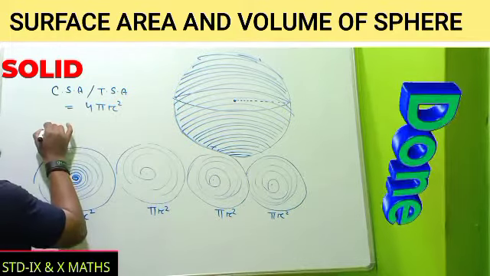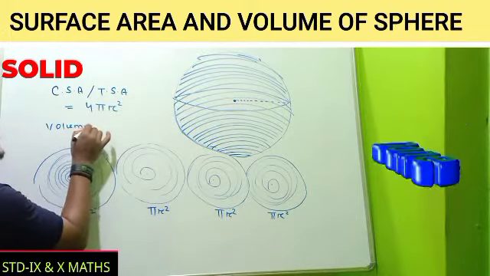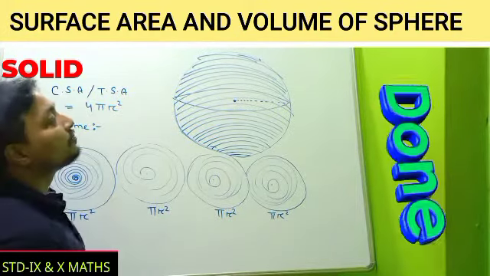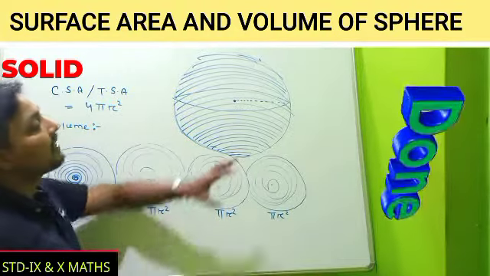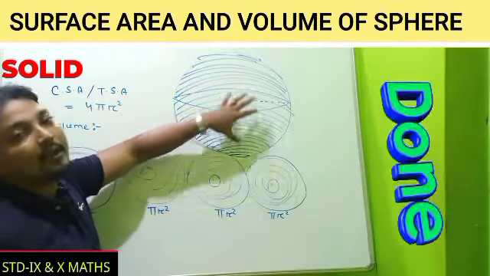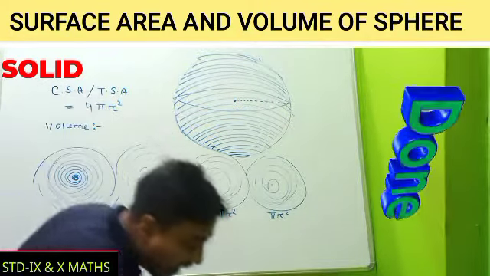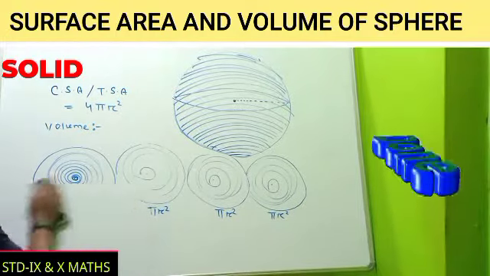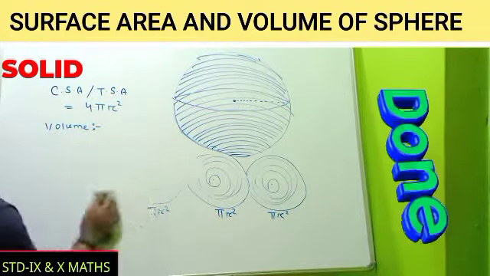Next we will discuss how to find the volume. Everyone see, to find the volume, this is our solid sphere. Solid sphere means there is no empty space within the sphere. So we will discuss how to find the volume of the material. Actually, how much will the volume of the material be?